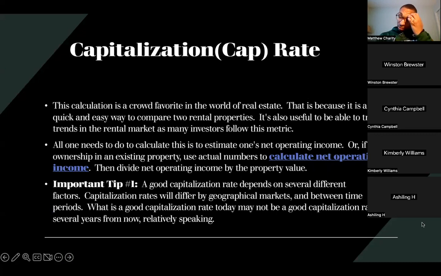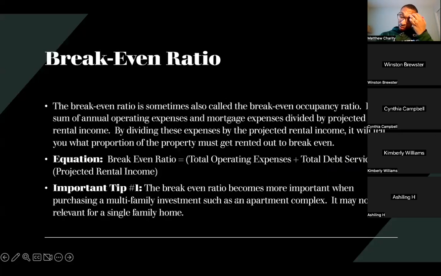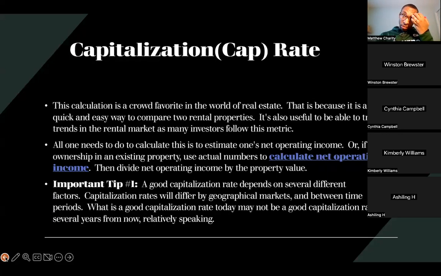Okay, this is your cap rate, capitalization rate, otherwise known as cap rate. This is a fairly quick and easy way to compare two rental properties. And so to calculate this, you have to, of course, estimate the net operating income, or if you're buying a property, you would look to what the seller has shown you as the net operating income. They will often provide actual numbers for you. If it's a new construction, then of course you would have to calculate it. And then you just divide that net operating income by the property value. It's that simple. So net operating income divided by the property value.